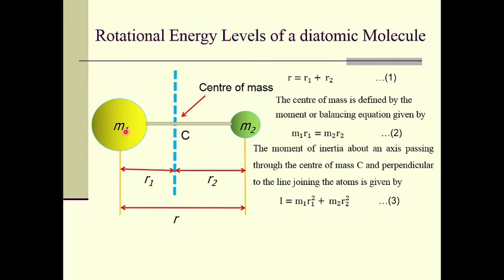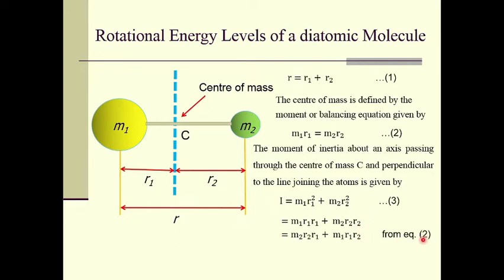For m1 we have the moment of inertia m1 into r1 square. For m2 we have moment of inertia m2 into r2 square. So, it is given here for the entire molecule. Let us call it equation number 3. Therefore, we can write this equation as m1 r1 into r1 plus m2 r2 into r2, right.